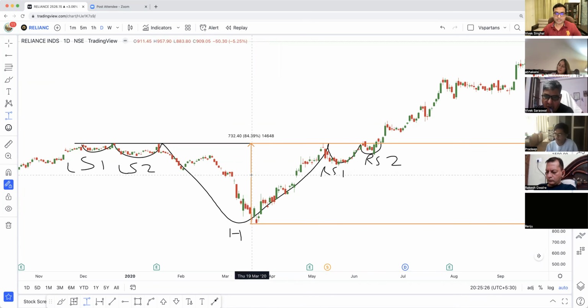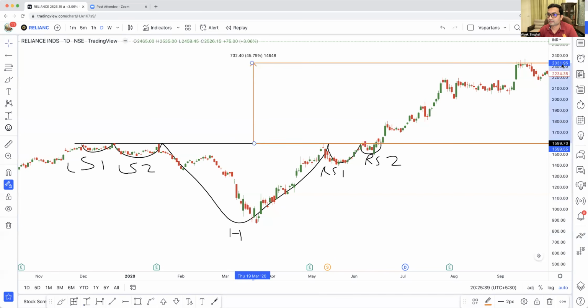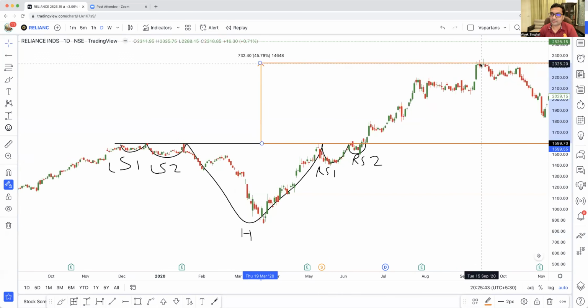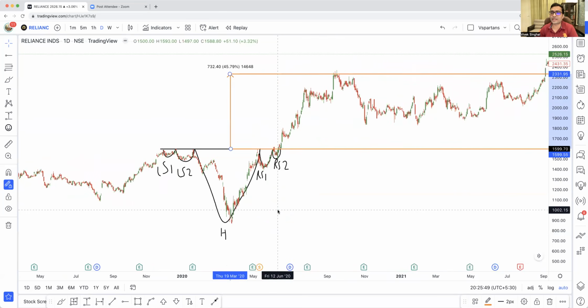And we need to pick this depth, this measurement, and place it on the horizontal connecting line, which is called the neckline. And it will become the target. And this target was achieved very soon. After hitting this target, the same price did not come even after 10 months. It started coming down.